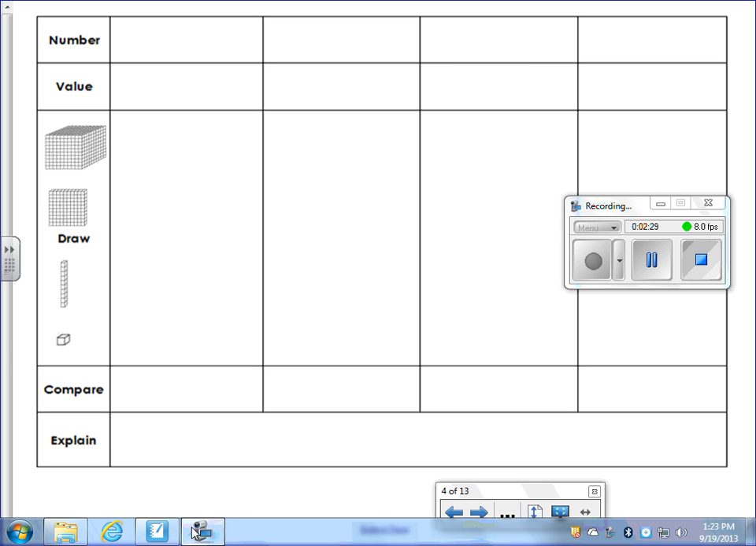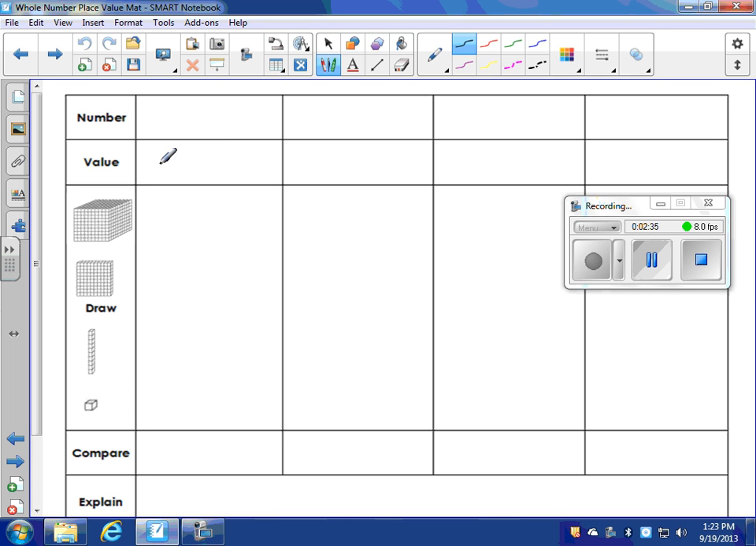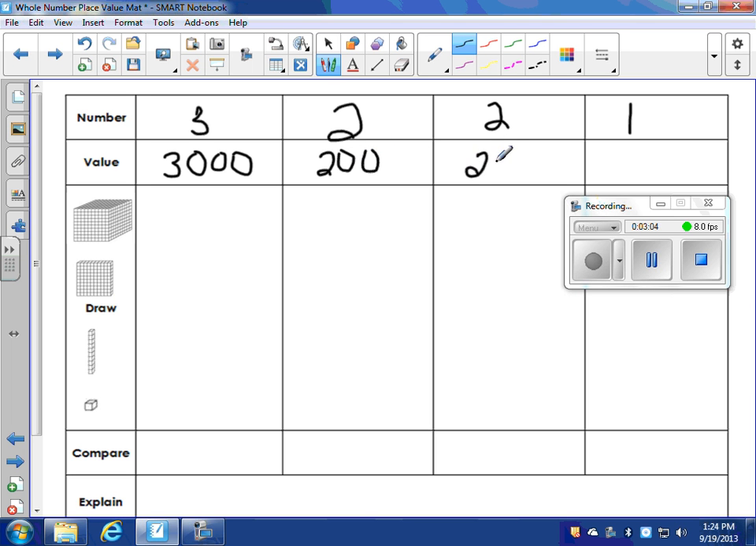So if we have the number, let's change this up. Let's do a 2 here. 3,221. This 3 would be worth 3,000. This 2 would be worth 200. This 2 would be worth 20. And this 1 would be worth just 1.